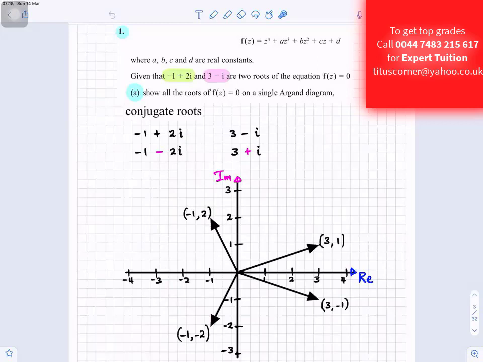Next one, 3, -1. 3, -1 is this there: 3 to the right and -1 down. And 3, 1: 3 to the right and 1 up represents that one. So that's your Argand diagram.